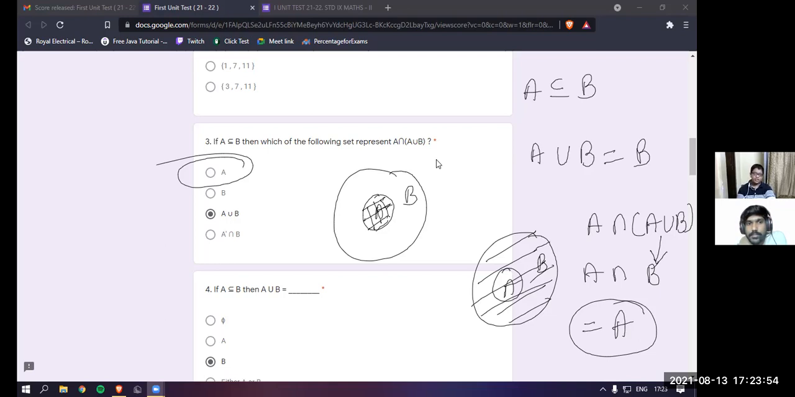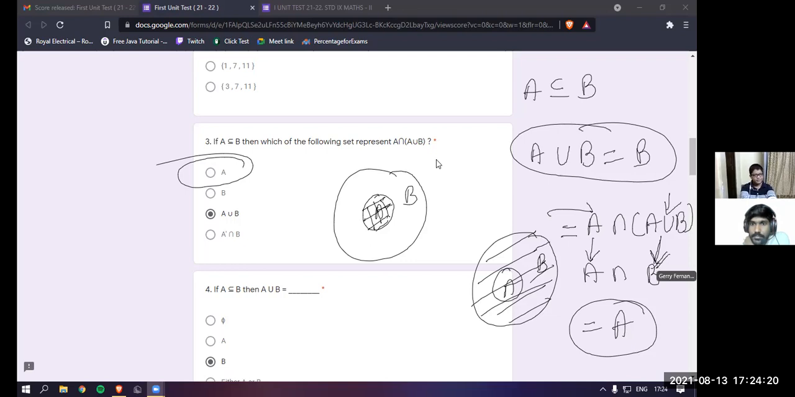Understood? The question is A intersection bracket A union B. A union B is nothing but B. So in the question, A intersection A union B, this A stays as it is, and A union B is B. In place of A union B, we replaced it with B. So it became A intersection B. Now we know A is smaller and B is bigger, and in the intersection we have just A. So A intersection B is A. Understood? Yes, sir. Okay, so that was it in this.